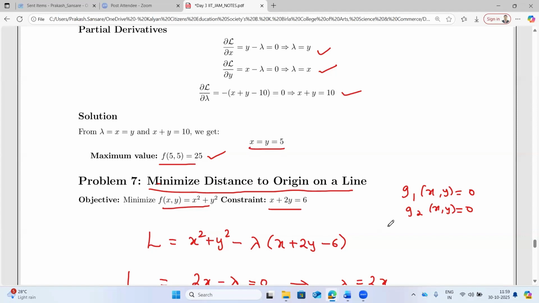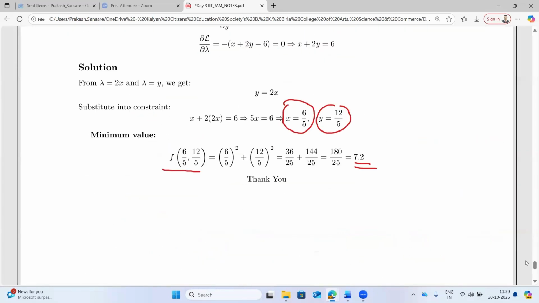In that case, L will be basically your f minus lambda 1 times g1 minus lambda 2 times g2. Likewise, you can form the Lagrange multiplier and get the values of x, y, and lambda. Solving those, you will get the required maximum or minimum value. So this method is one of the powerful methods to find the maxima or minima of a function, and it is highly useful in optimization techniques. I think I have done from my side. If you have any doubt, you can ask.